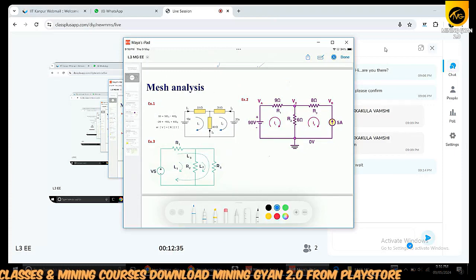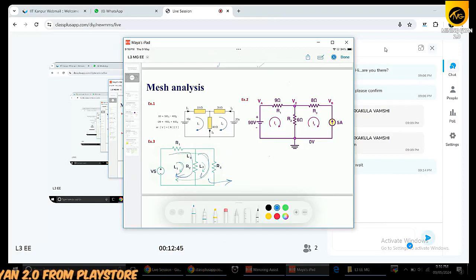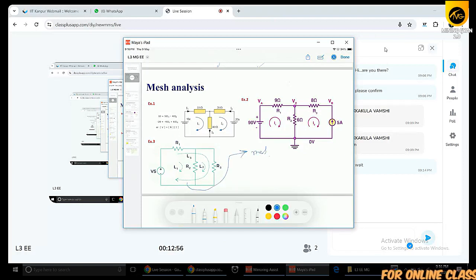Next, in this example, how to write the KVL equation. As you can see, there are loops. This is loop number 1, this is loop number 2, and this will be loop number 3. First we want to apply the KVL equation in mesh number 1.